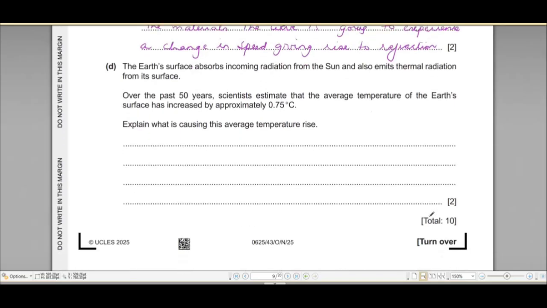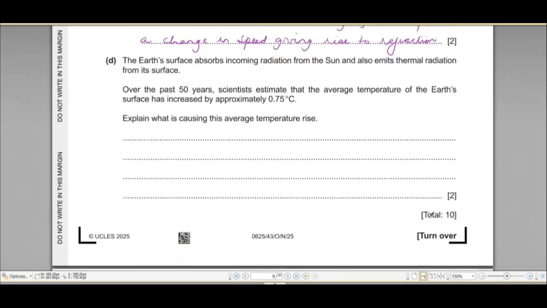Part D. The Earth's surface absorbs incoming radiation from the sun and also emits thermal radiation from its surface. Over the past 50 years, scientists estimate that the average temperature of Earth's surface has increased by approximately 0.75 degrees C. Explain what is causing this average rise.